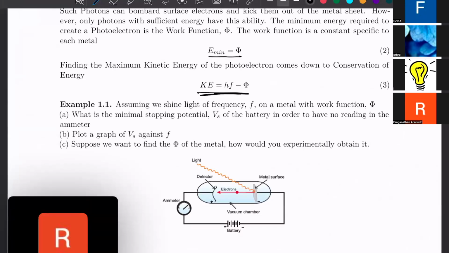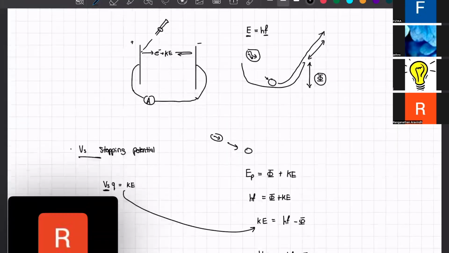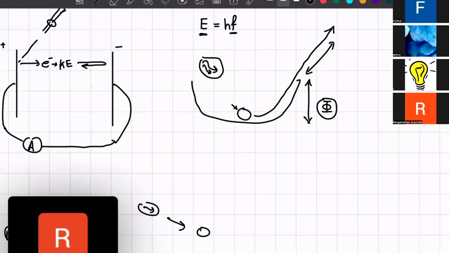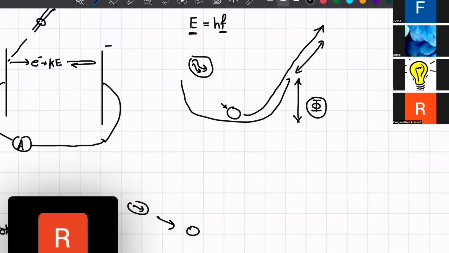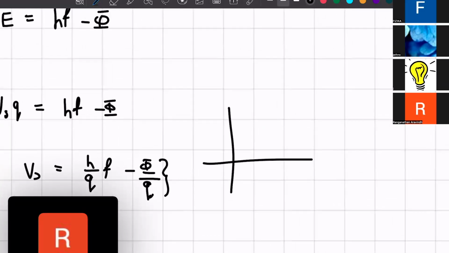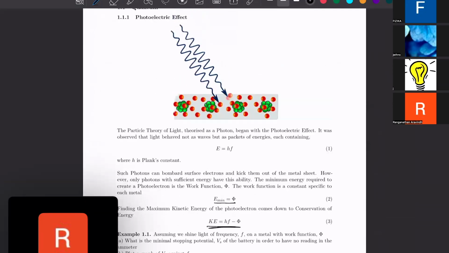And if you want to find the work function of the metal, which is again defined as the minimum amount of energy to leave the surface of the plate, you can find it from the y intercept. So if I were to draw the graph, it would probably look like this. Then if you extrapolate, this would be your phi over q, and if you multiply it by q, you can get this. So this is the photoelectric effect.